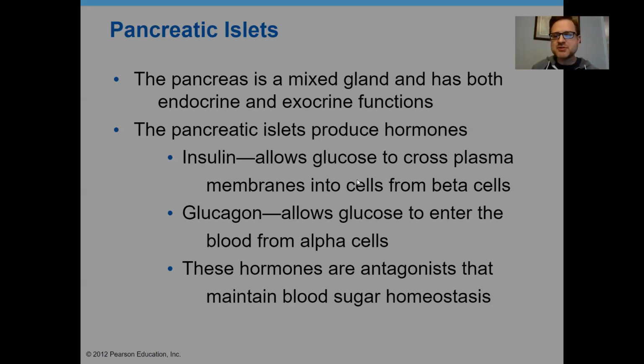So insulin allows glucose to cross plasma membranes, your cell membranes, into cells. So say you just had a big meal. Say you just ate a bagel or something that has lots of carbs, pasta, and your blood sugar levels are high because you ate the bagel, you digested it in your digestive system, all those sugars went into your blood. Now your blood sugar's high, right? That's what it's supposed to be. Well, that sugar needs to go into your cells, into your tissues. That's where the sugar is needed.